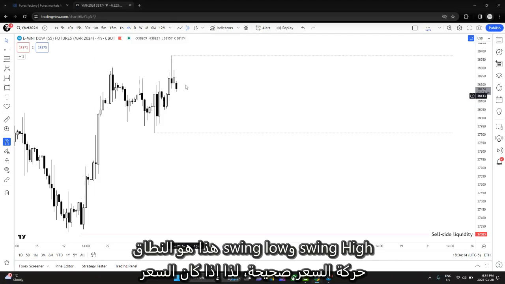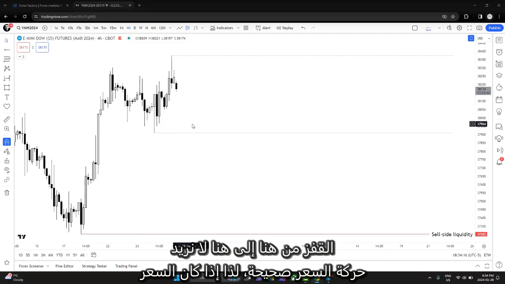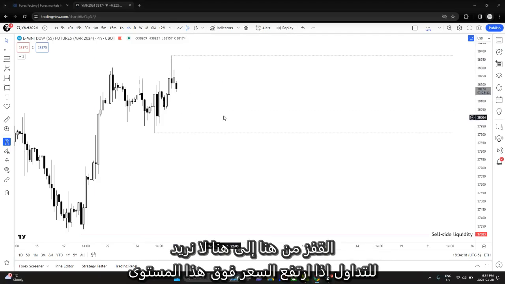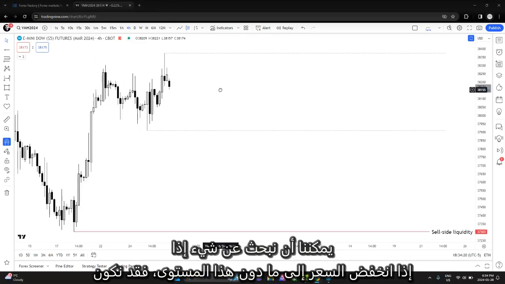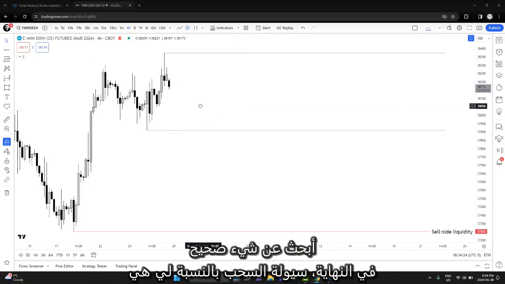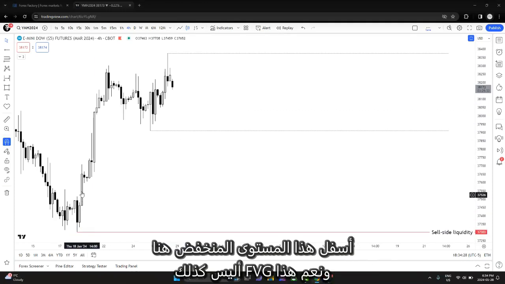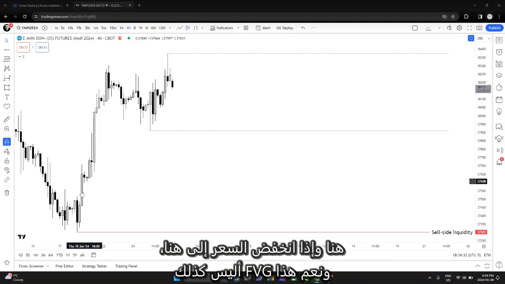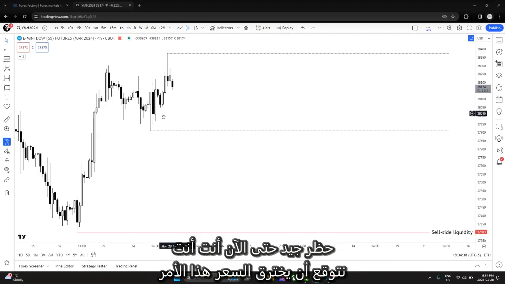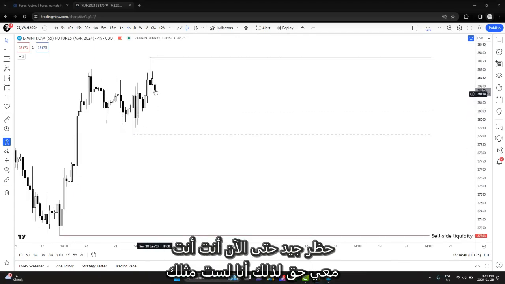So if price is bouncing from here to here, we don't want to trade. If price goes above this, then we could be looking for something. If price goes below this, then we could be looking for something, right? Ultimately, the drawn liquidity for me is below this low right here. And yeah, this fair value gap right here. And if price gets down to here, I'll expect price to break through this order block. Right? Good so far? You're with me, right?